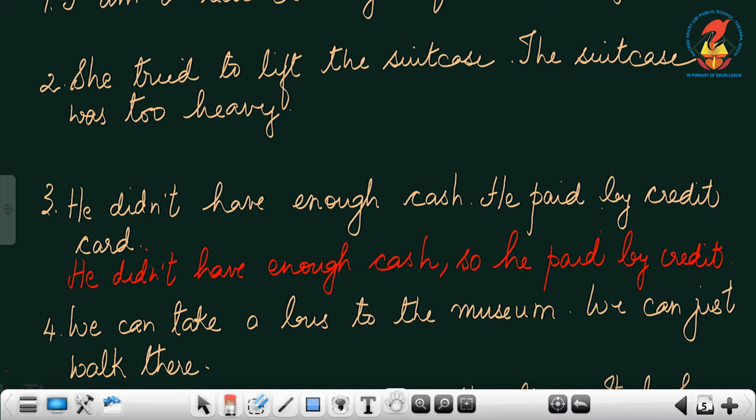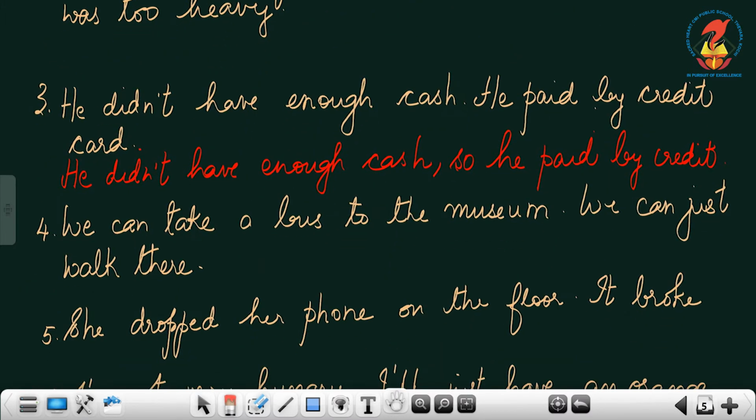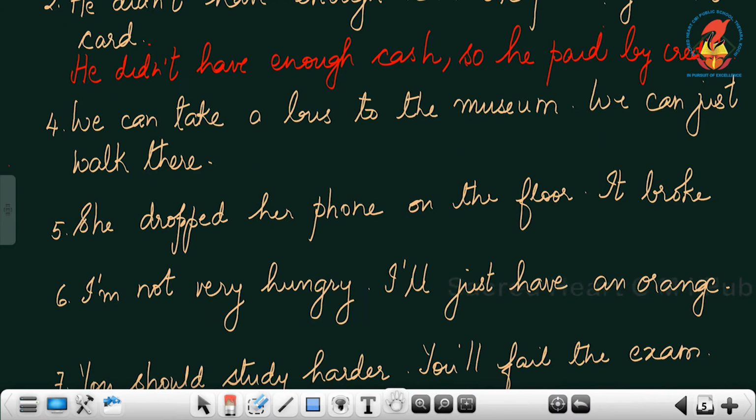Now I will show, you can copy down the next sentence also. We can take a bus to the museum, full stop, we can just walk there. Next one you have got, then she dropped her phone on the floor, it broke. Then sixth one, I am not very hungry, I'll just have an orange.